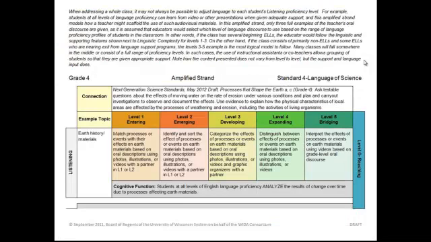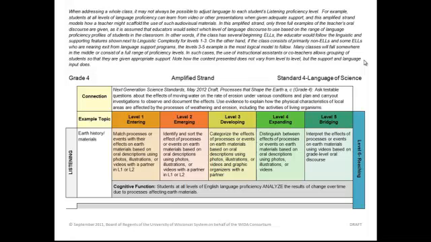On pages 15 and 16 of your 2012 amplification, you will find tools to help you develop your own MPIs and strands as appropriate to the needs of your students and the topics they are studying. This slide also offers some helpful advice about the realities of differentiation. When addressing a whole class, it may not always be possible to adjust language to each student's listening proficiency level. For example, students at all levels of language proficiency can learn from video or other presentations when given adequate support, and this amplified strand models how a teacher might scaffold the use of such audiovisual materials.